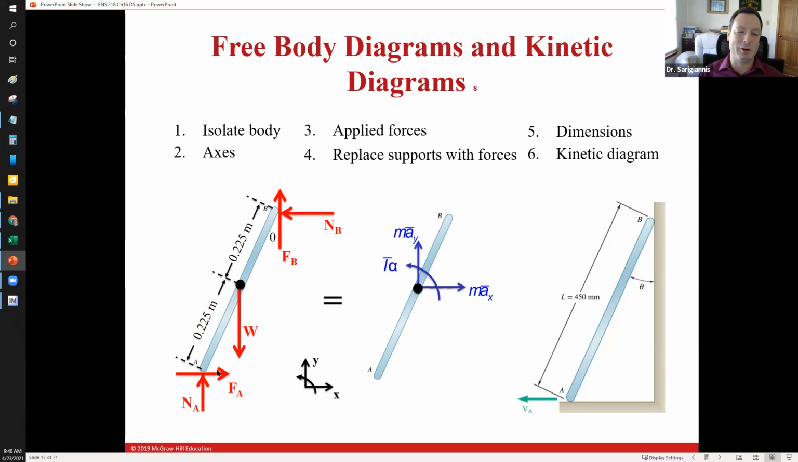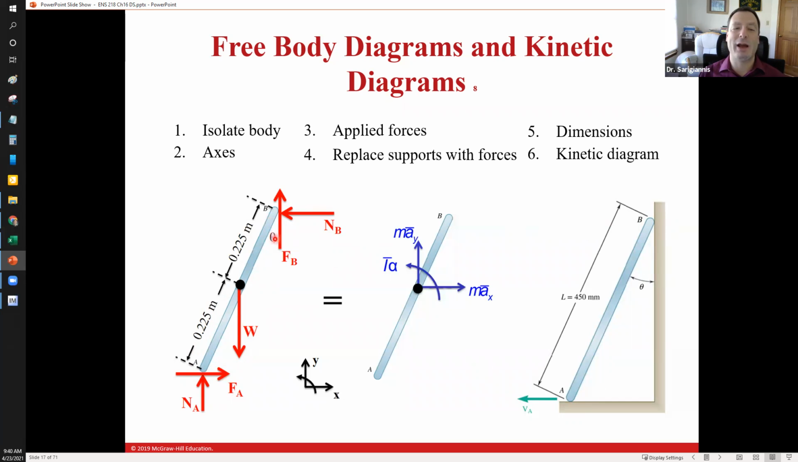So here's what it looks like all in one shot. First of all, we recognize that the center of mass here is right in the middle, 0.225 meters and 0.225 meters. So we've got the weight, which is a force acting down at the center of gravity. We've got to replace each of these surfaces. Up here, we've got a normal force and a frictional force. Down here, we have a normal force, and we also have a frictional force opposing that.